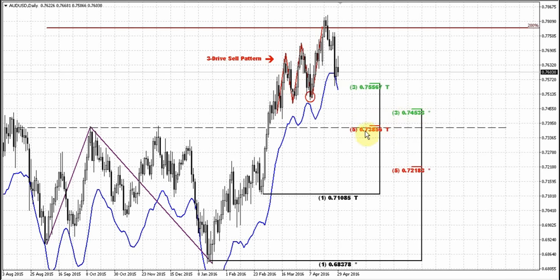So currently, guys, this is our major object to watch for. We would like to take a long position in the Australian dollar, and this is the major area that we will monitor for possibly taking the long position.